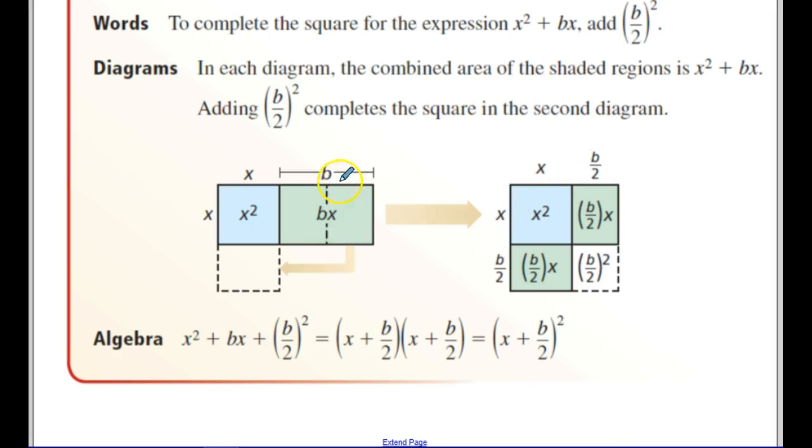So I want to break this b value in half so I can make an actual square, and then this would be b divided by 2 squared. That's kind of a picture of what it looks like, and we'll continue to look at some of these as we go. So here's what it looks like in algebra. So we're going to actually just break a couple of these examples down.